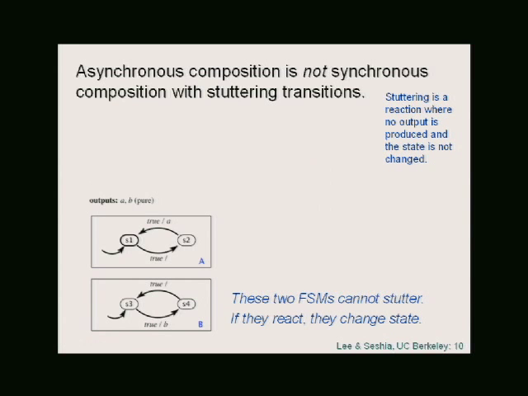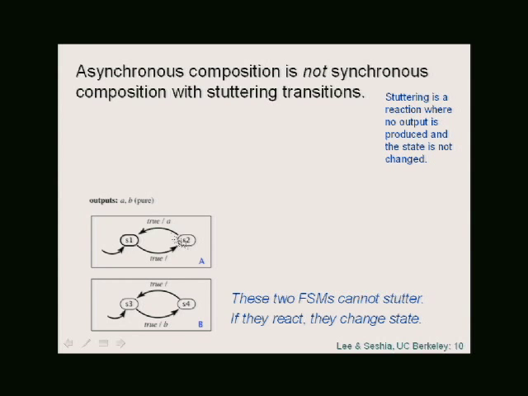That's also part of the definition of stuttering. So if we look at these two machines, from every state of each of these machines, transitions are always enabled, right? So from this machine over here, for A, you can always make a transition from S1, and you can always make a transition out of S2. And so you can't stutter by definition in either of these two machines.